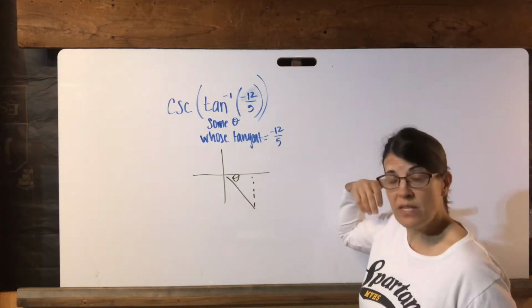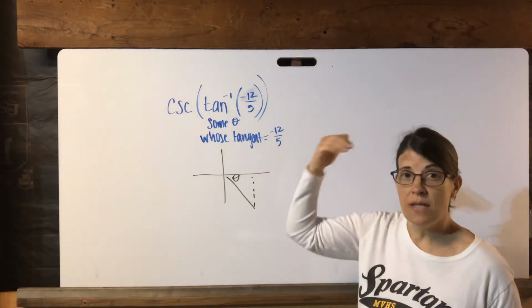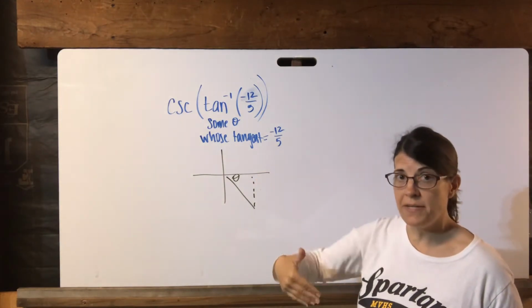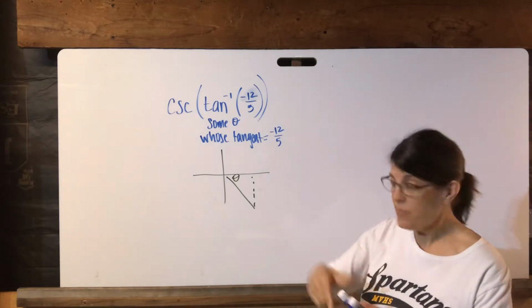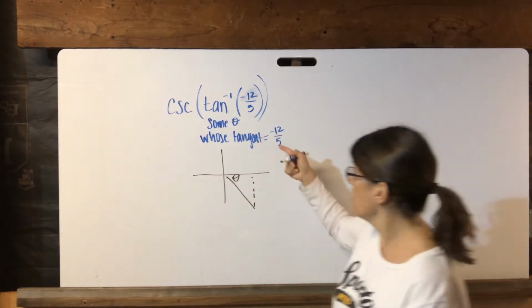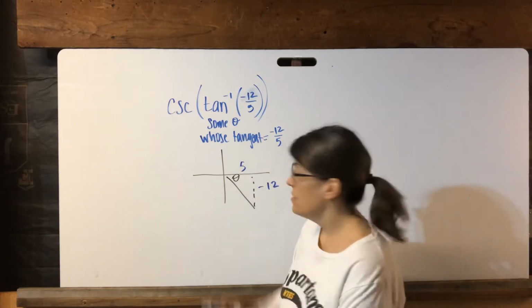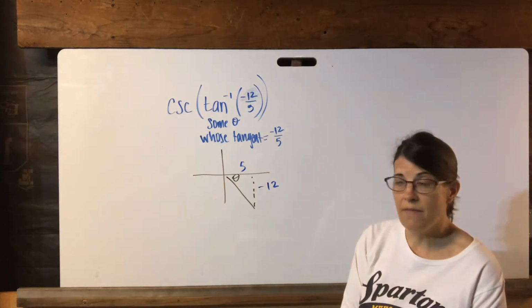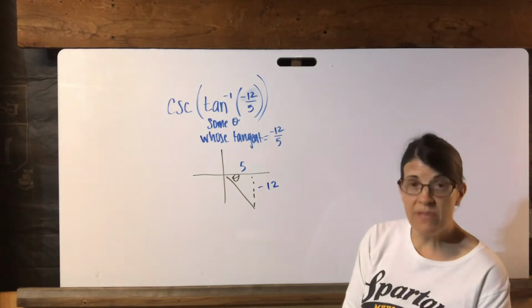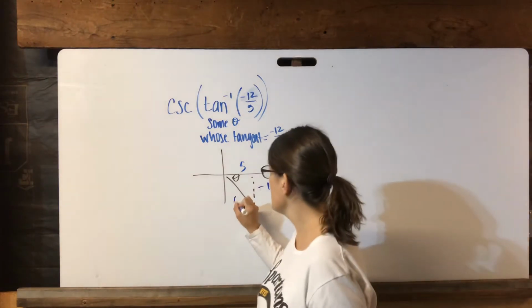So tangent, negative 12/5. Just from the previous example, tangent is opposite over adjacent. The opposite is negative 12. The adjacent is 5. And then it's Pythagorean triple, 5, 12, 13.